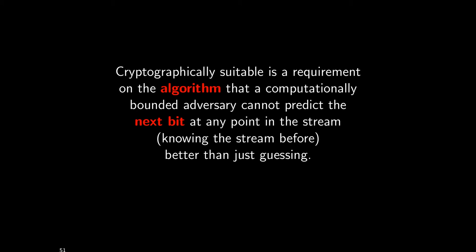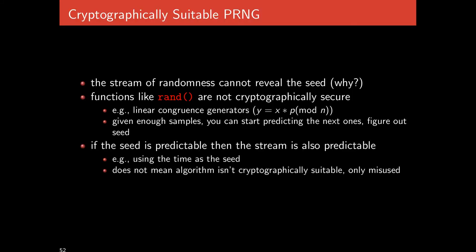And again, this reduces now to a computationally bounded adversary, because a computationally unbounded one could just try every possible seed, and one of them will be the correct one. And there's only going to be a finite number of seeds, assuming that the seed is of a fixed length. So, cryptographically suitable randomness therefore requires that the stream of randomness cannot reveal the seed. If you can guess the seed just by looking at it, then you can trivially reconstruct the entire stream and thereby compute the next bit.